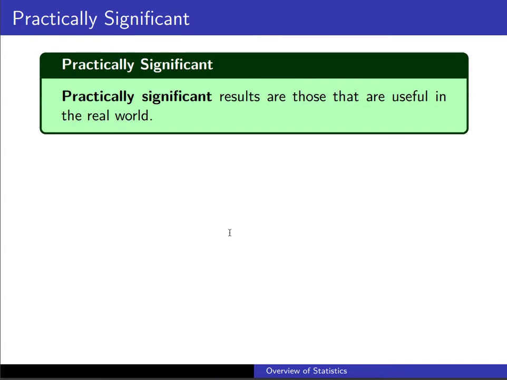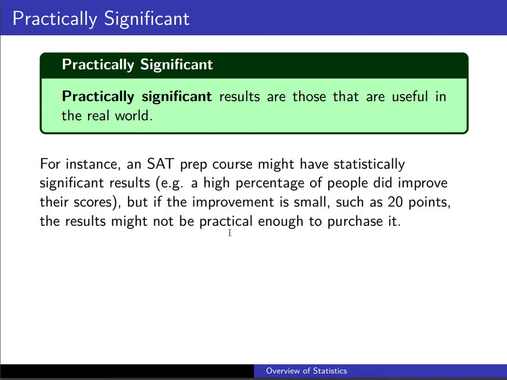Branching off of that, we have what's known as practically significant, and practically significant results, for all practical purposes, are those that are useful in the real world. For instance, let's say we have an SAT prep course that we're looking to purchase. Maybe it costs a couple hundred dollars, and we want to make sure we get the most bang for our buck here. So this prep course might have statistically significant results. In other words, a high percentage of people did improve their scores.